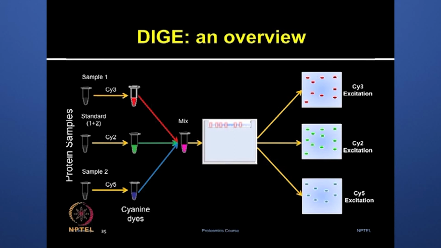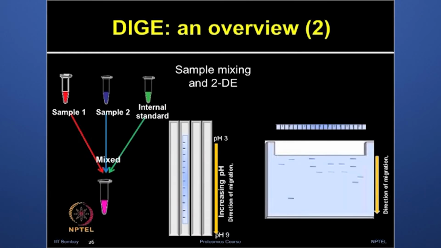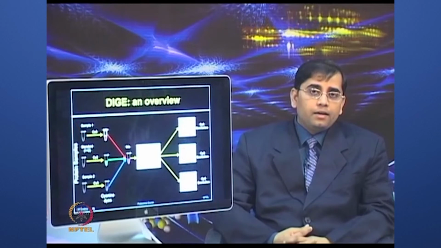As you can see in this slide, the protein samples, let us say you have a control and a treatment, are labeled with 2 different dyes, Cy3 and Cy5, but a small aliquot of both of these samples is mixed together to make an internal pool. That internal pool is labeled with the 3rd dye, Cy2. Now, all these 3 protein samples are mixed together in one tube, which contains both control and treatment as well as the reference spots from the internal pool.